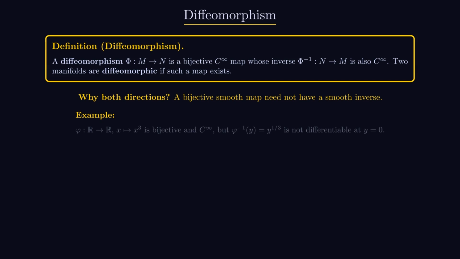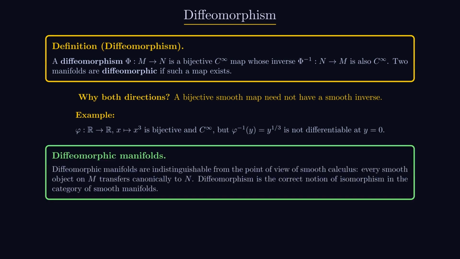But its inverse, y to the power of 1/3, has a vertical tangent at the origin and fails to be differentiable there, so it is not a diffeomorphism. Smoothness of the inverse is therefore an independent condition. Diffeomorphic manifolds are completely interchangeable from the point of view of smooth calculus. Every smooth function, vector field, or tensor transfers canonically across the diffeomorphism.